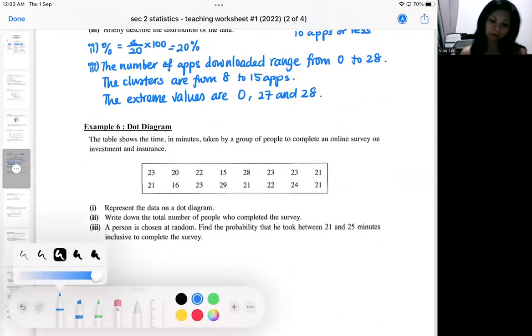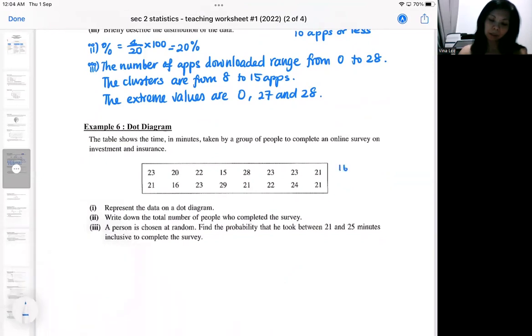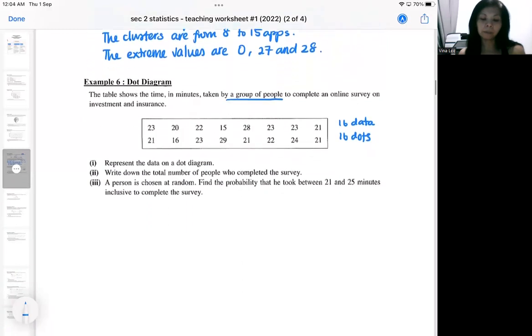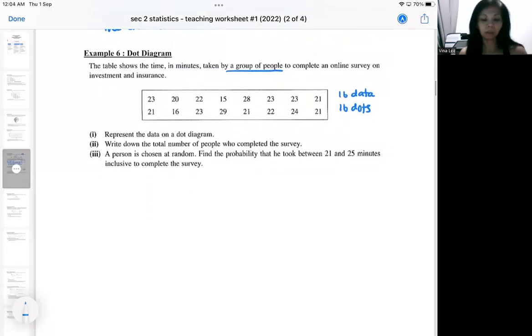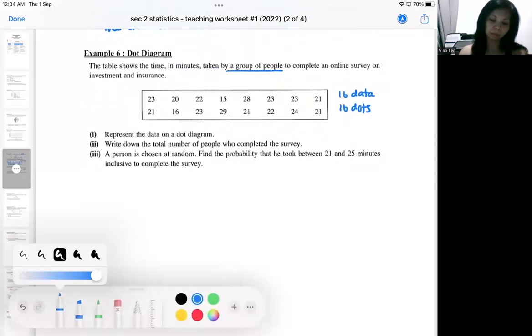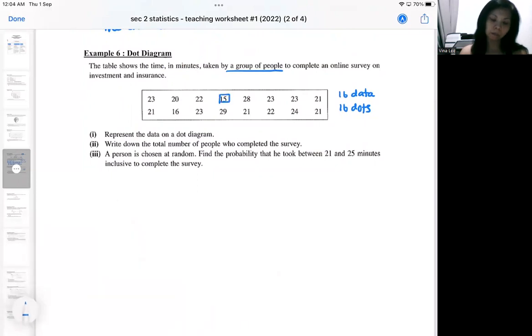So the first observation will be you got to count the number of data. There are 16 data here. 16 data means there are 16 people. So I'm expecting 16 dots. And in order to construct the dot diagram, obviously you need to know the smallest and the biggest. So I think the smallest is 15. The biggest looks like 29.